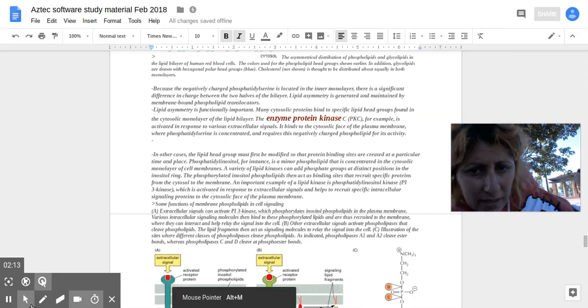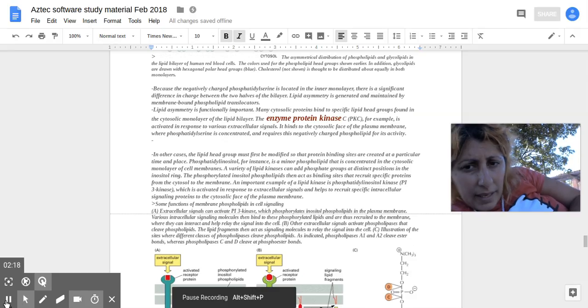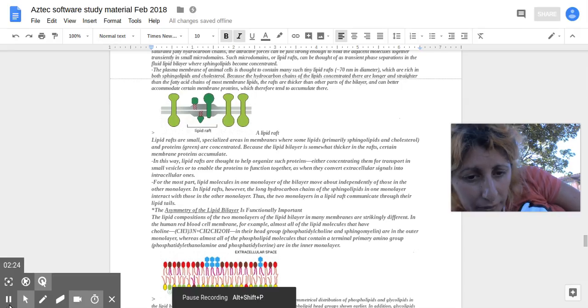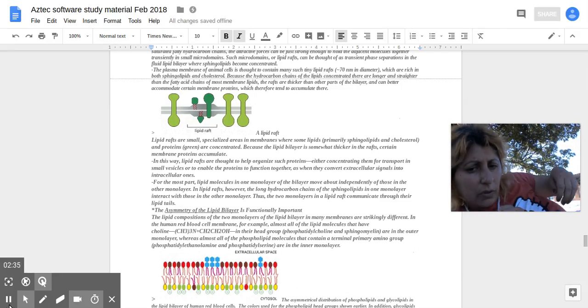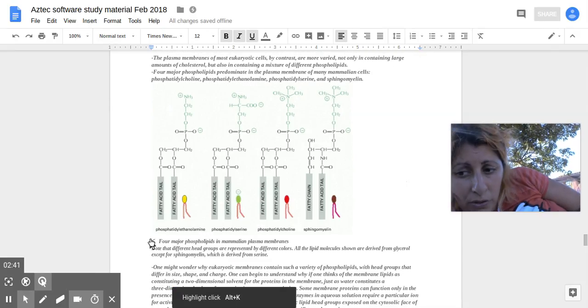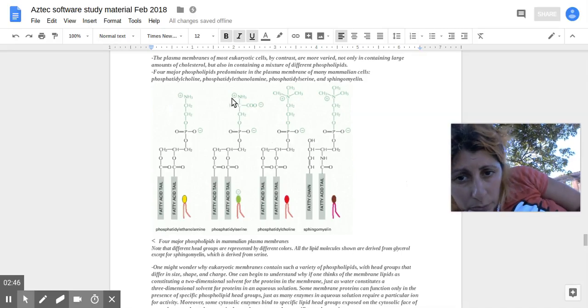So phosphatidylserine is in the inner membrane. It creates a negatively charged inner membrane. Phosphatidylcholine and sphingomyelin are in the outer membrane. I think I said it backwards earlier. Phosphatidylethanolamine and phosphatidylserine are in the inner monolayer. As shown in the diagram, the first two with the terminal amine group are in the inner membrane. The second two are in the outer membrane.